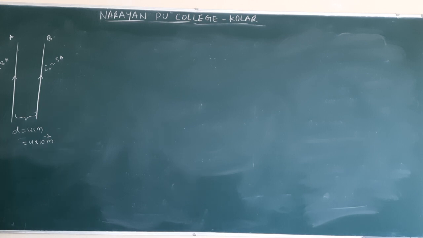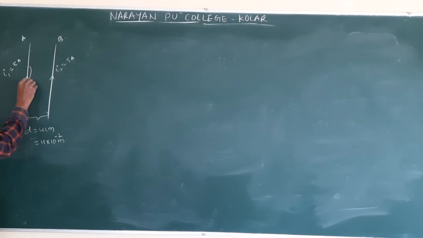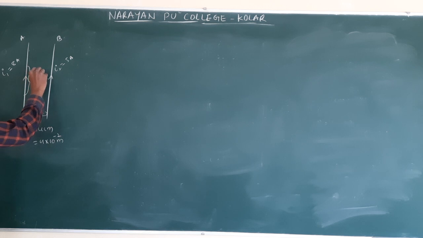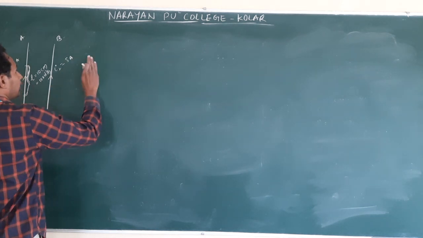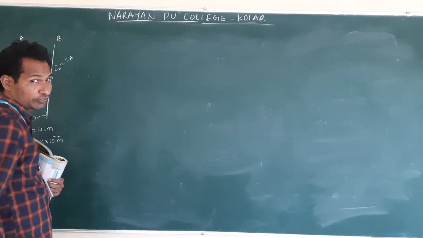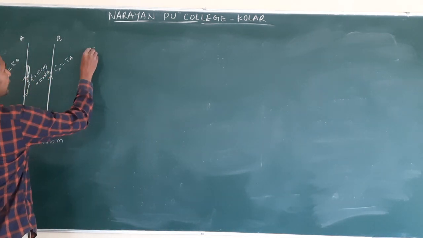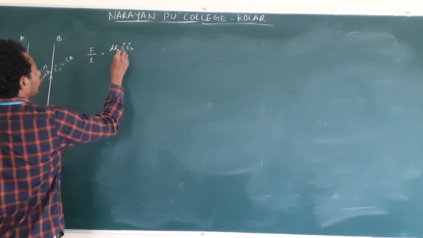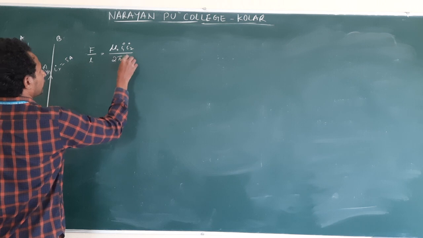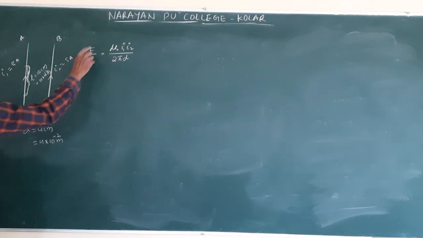Estimate the force on a 10 centimeter section of wire A. Take a 10 centimeter section here. L is equal to 10 centimeter, which is 10 into 10 power minus 2 meter. On this length they are asking for force. What is the related formula? We have done the derivation of force between two parallel conductors: F by L is equal to mu naught I1 I2 by 2 pi d. This is the force per unit length.